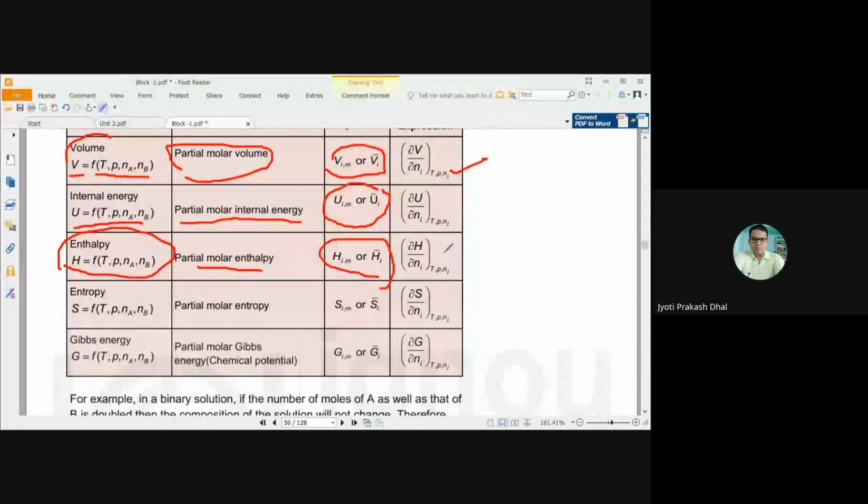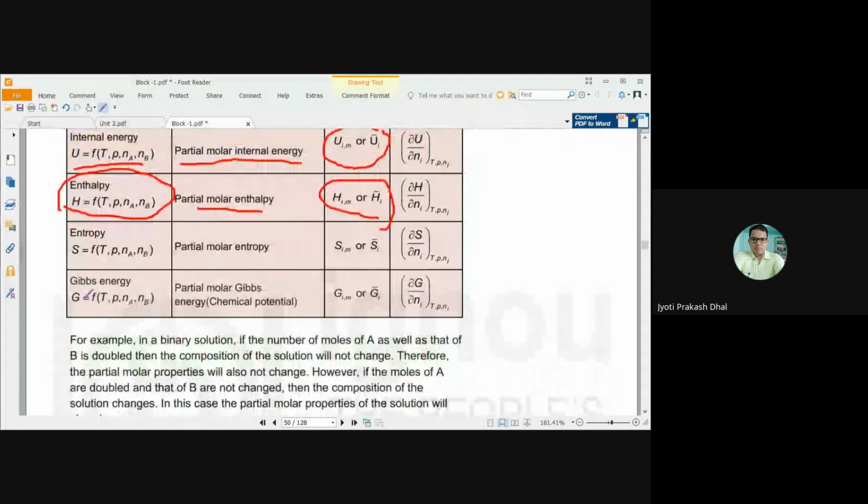Ni at T, P, Nj. And if we take entropy, this is also another type of extensive property, that is also a function of temperature, pressure, and number of moles of A, number of moles of B, that is called partial molar entropy, that can be represented as SiM or Si bar. The expression will be del S by del Ni at T, P, Nj.